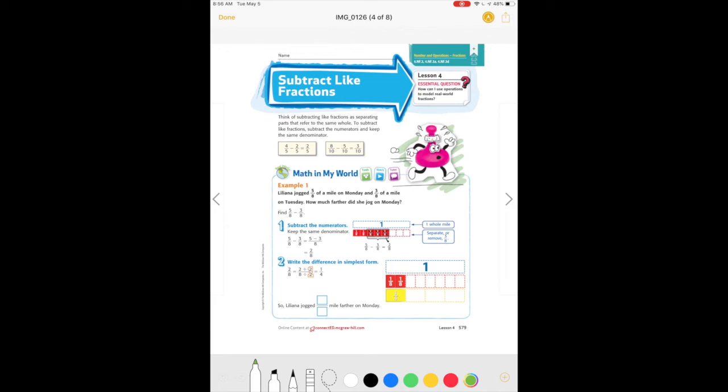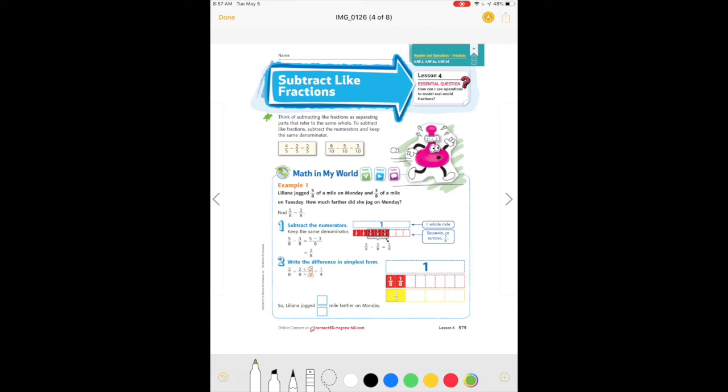All right, we just worked on subtracting like fractions using models. Now we are moving on to lesson 4, which is subtracting like fractions using straight algorithm, using just math, no models. So let's read up here. Think of subtracting like fractions as separating parts that refer to the same whole. To subtract like fractions, subtract the numerators and keep the same denominator. So it is almost identical to adding like fractions, where we keep the denominator the same and only work with the numerator, except instead of adding the numerator, we are now subtracting the numerator.